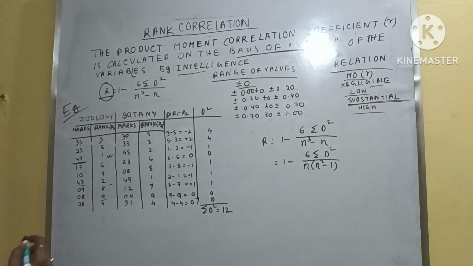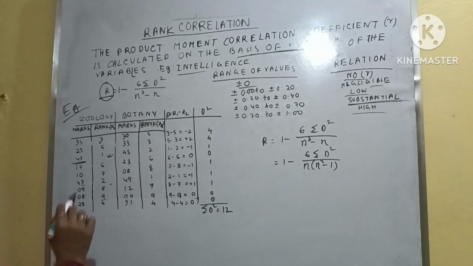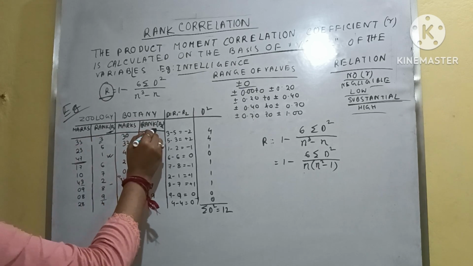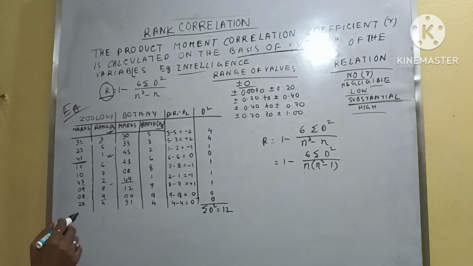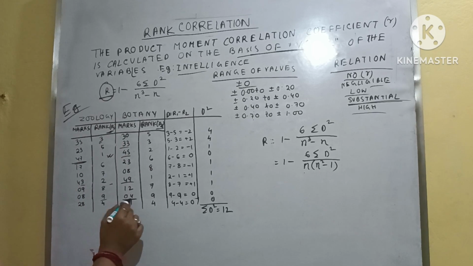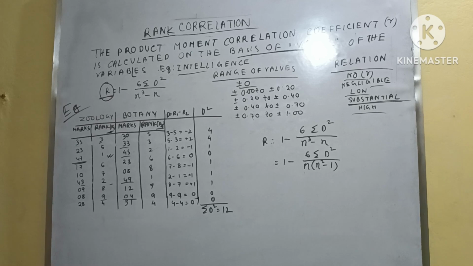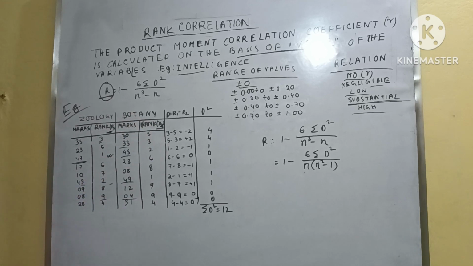In the same way, these are the marks of botany and these are the ranks. Here the greatest value is 49, rank 1. The second value is 45, the third value is 33, and the last value is 04. So we have ranked these values in such a way. Clear? Now, what will we do?